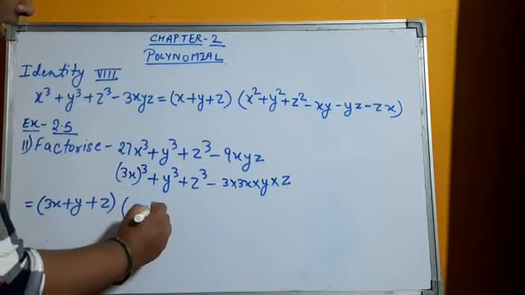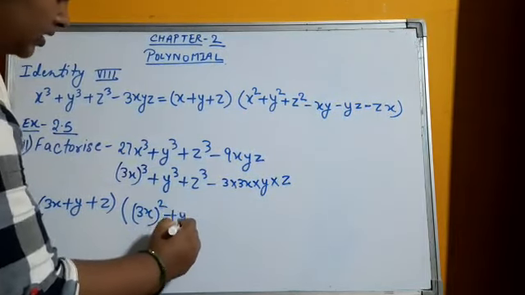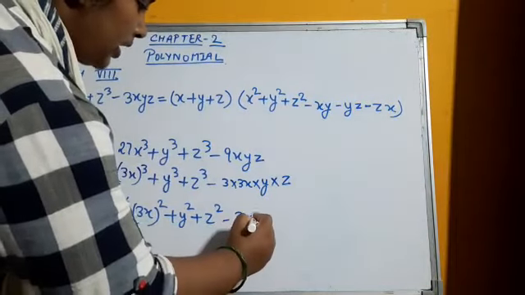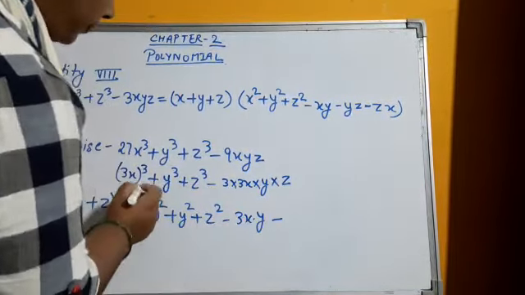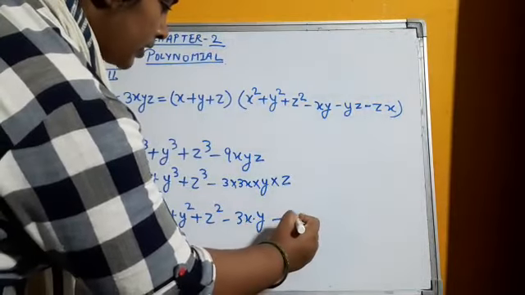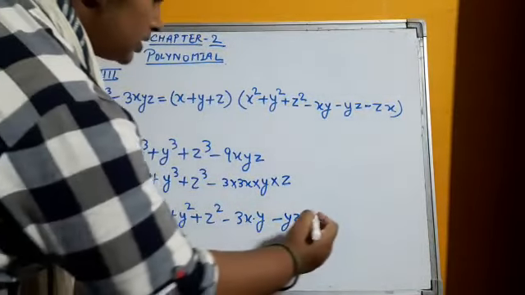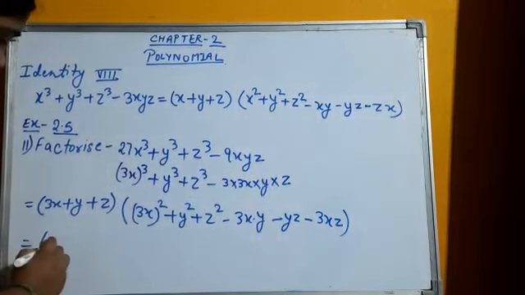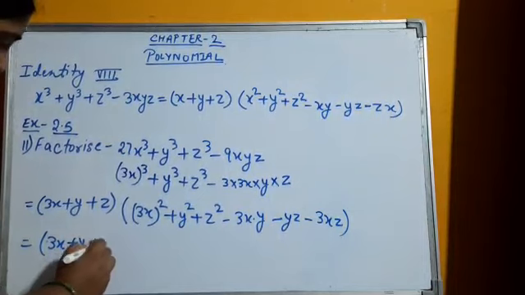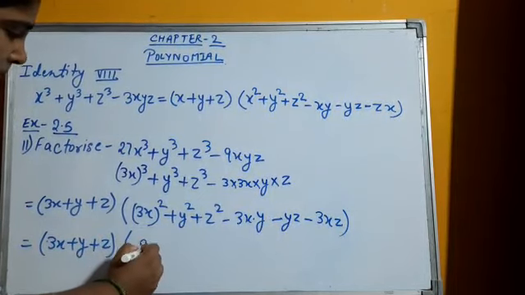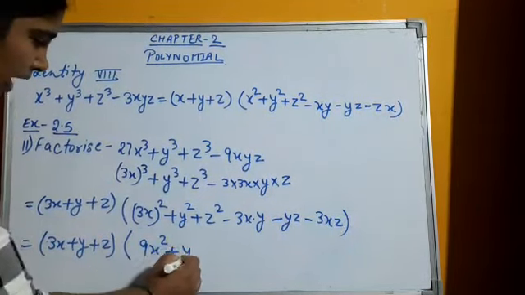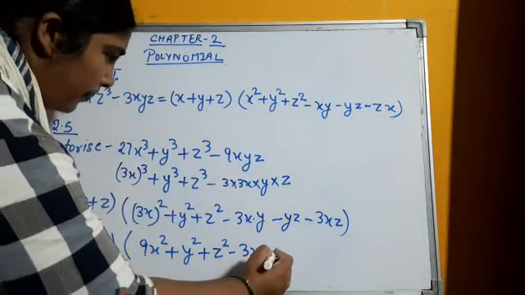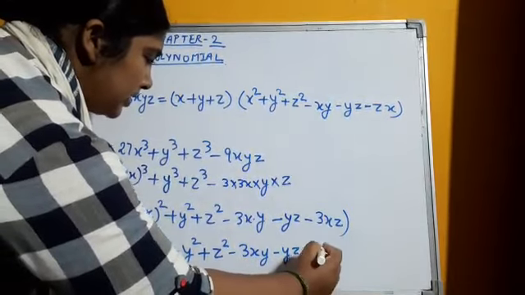In another bracket it will be (3x) square plus y square plus z square minus 3x into y minus y into z minus 3x into z. So we can write (3x plus y plus z) multiplied by (9x square plus y square plus z square minus 3xy minus yz minus 3xz).